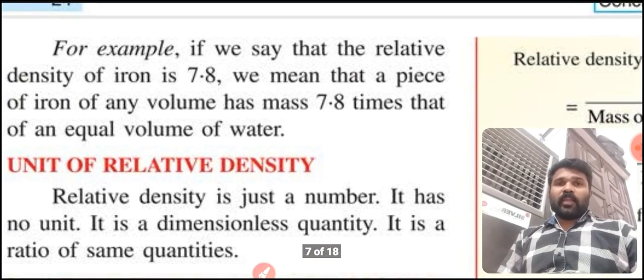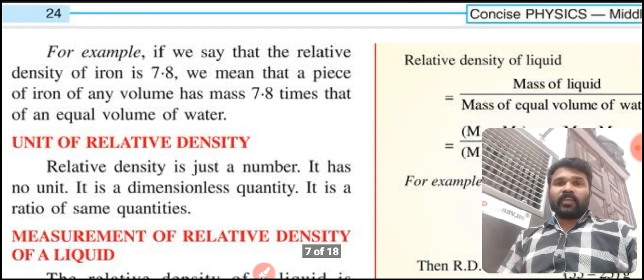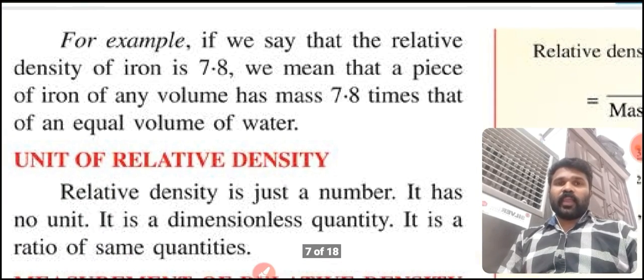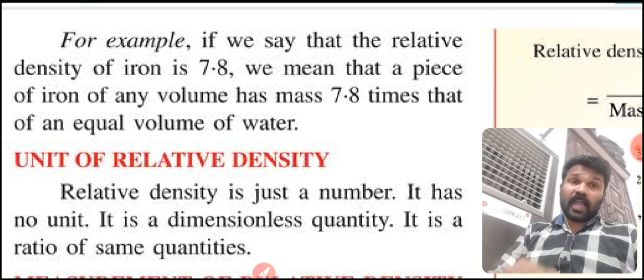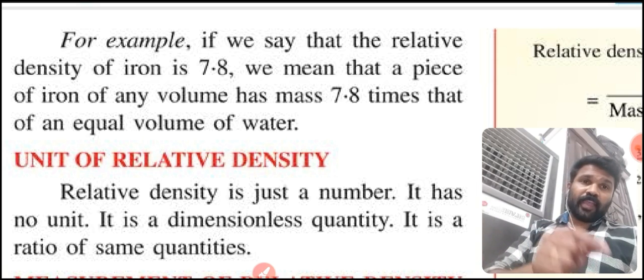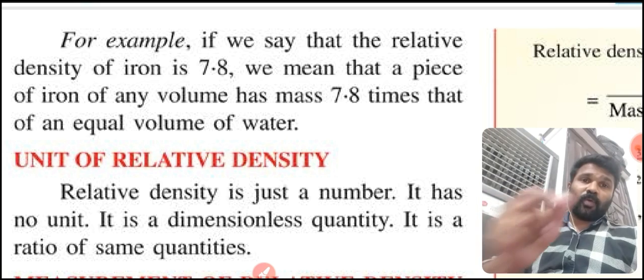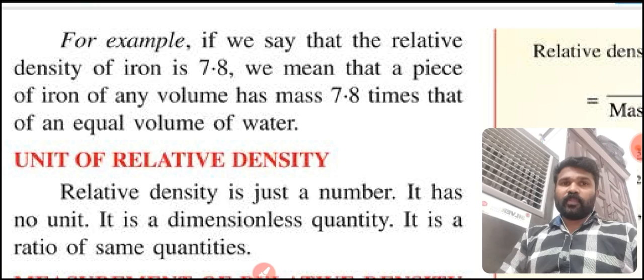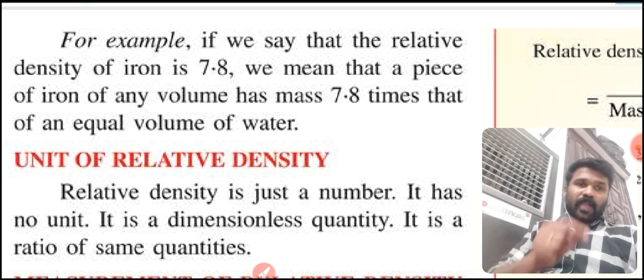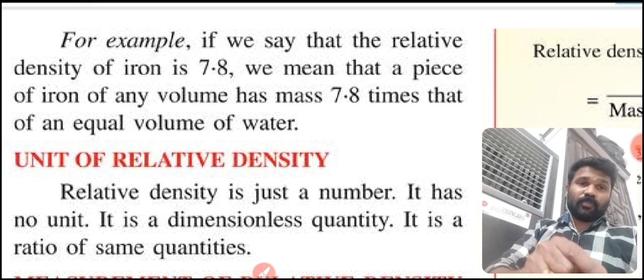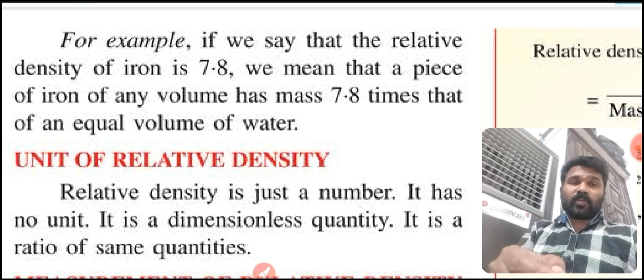For example, if we say that the relative density of iron is 7.8, we mean that a piece of iron of any volume has mass 7.8 times that of an equal volume of water. Okay. The relative density of iron is 7.8 means that a piece of iron of any volume has 7.8 times the mass of an equal volume of water.